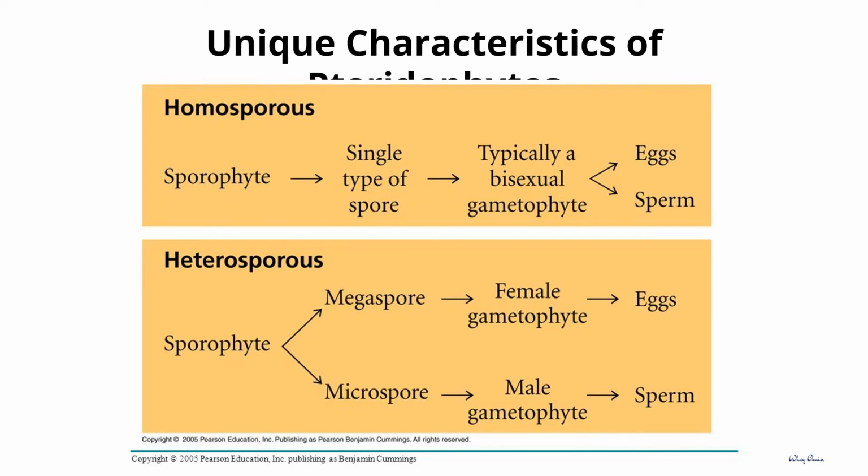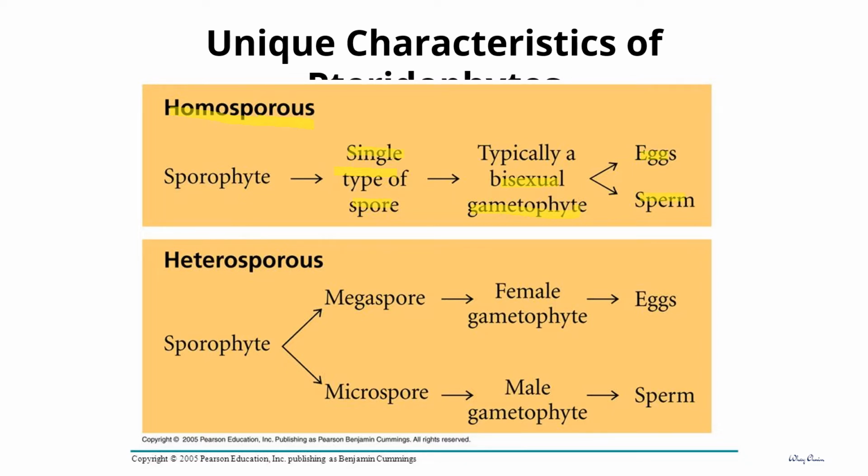Some species of pteridophytes will produce only one type of spore in the sporangium, which is called homosporous pteridophytes. When the spore germinates into the gametophyte, this gametophyte is referred to as a bisexual gametophyte because it contains both archegonium and antheridium, where the haploid gametes will be formed on the same gametophyte.